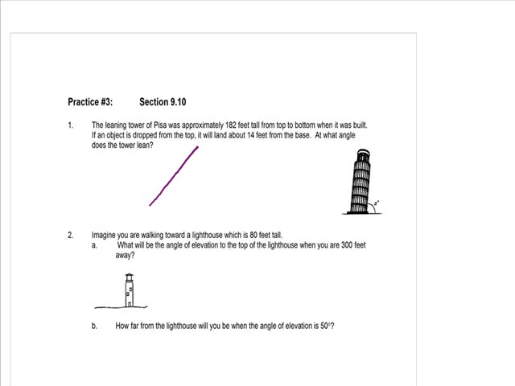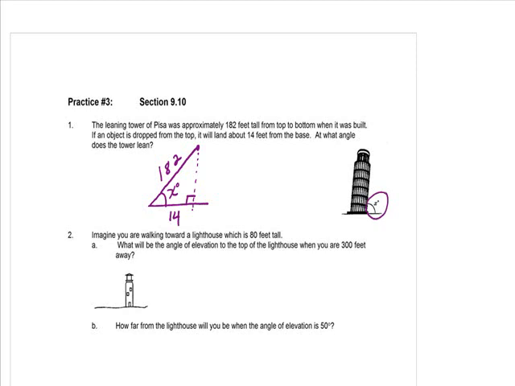And it says if an object is dropped from the top, it's going to go straight down, right? Making our right angle, and this will be with the ground. It will land 14 feet from the base, and we know that it was 182 feet when it was first built. And it wants to know the angle that it leans. So I'm going to make that x degrees, which we have over here too. Alright, go ahead and press pause and finish it up.